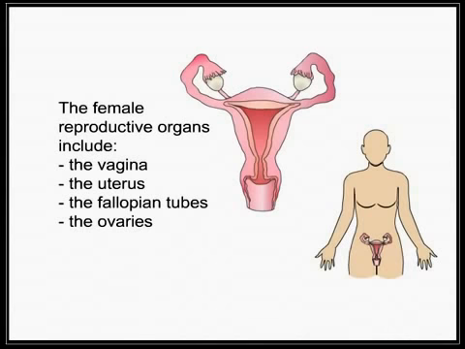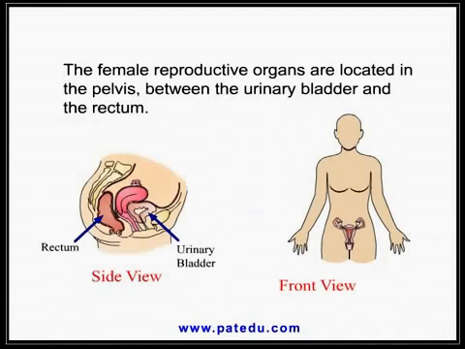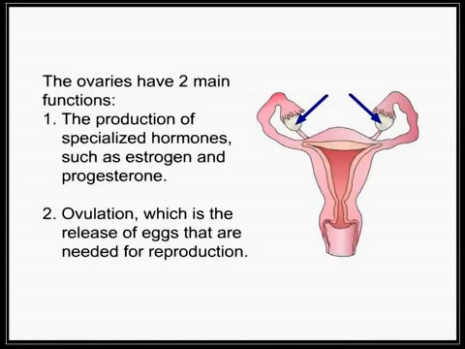The female reproductive organs include the vagina, the uterus, the fallopian tubes, the ovaries. The female reproductive organs are located in the pelvis between the urinary bladder and the rectum. The ovaries have two main functions. One, the production of specialized hormones such as estrogen and progesterone. Two, ovulation, which is the release of eggs that are needed for reproduction.